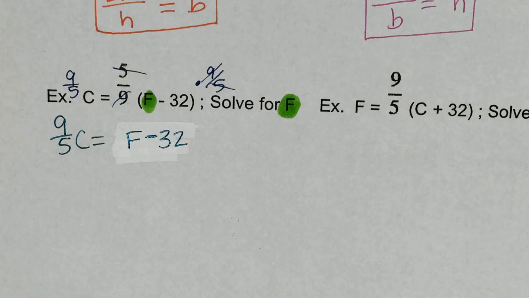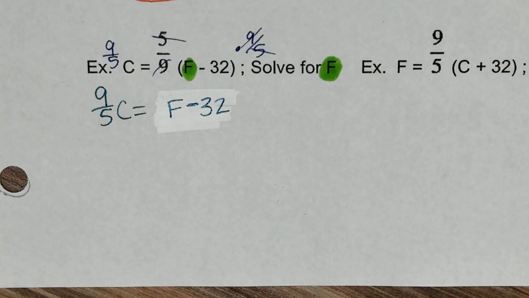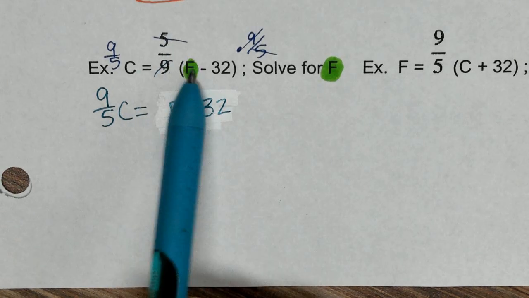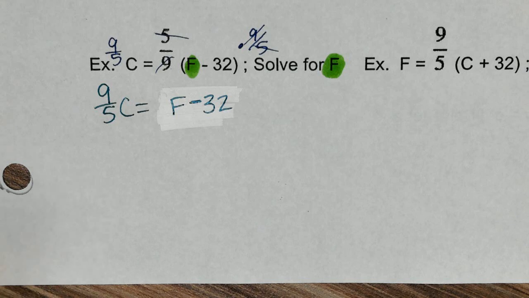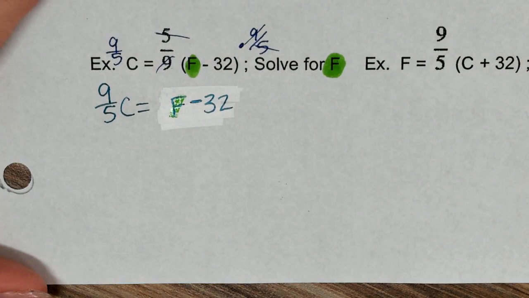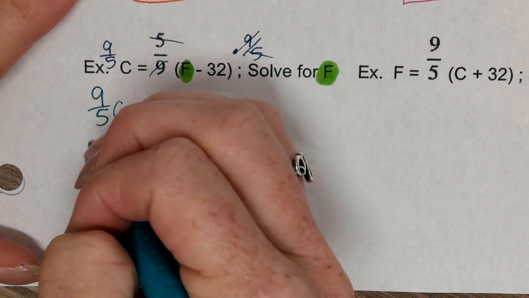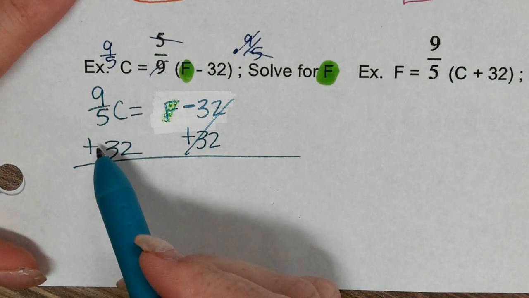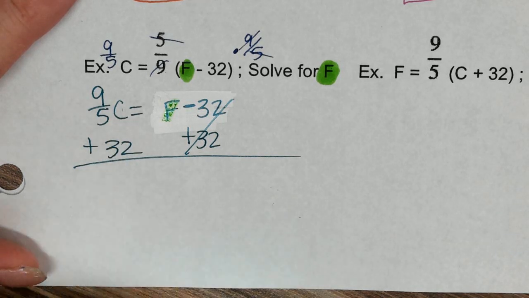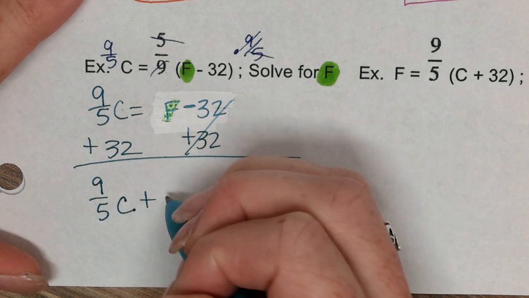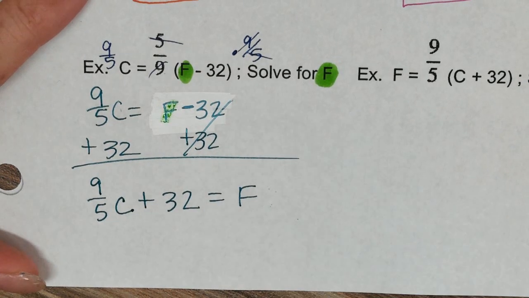Can I take the parentheses off now? Yes, because there's nothing to distribute. Now the only reason I was able to do that is because this entire thing was being multiplied by everything over on the right. Okay? All right, what am I solving for? So how am I going to get rid of the minus 32? Plus 32. Can I combine these? No. Do y'all agree? You cannot combine a C with a regular number. So I just have 9/5 C plus 32 is equal to F, Fahrenheit.